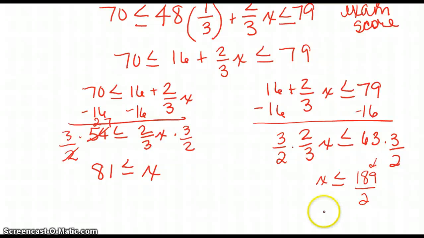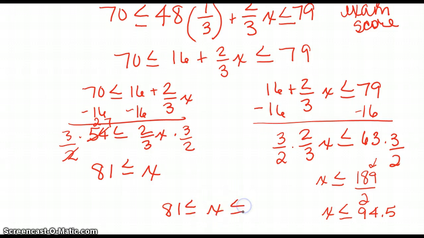And you could keep the maximum score to keep her in a C is 94.5. So we rewrite our equation. 81 is less than or equal to x, which is less than or equal to 94 and 5/10. And if she got anything higher than 94 and 5/10, that would bump her up into the B range.